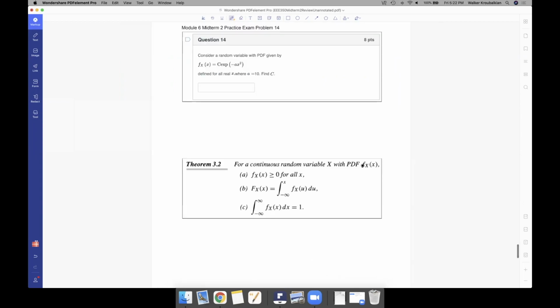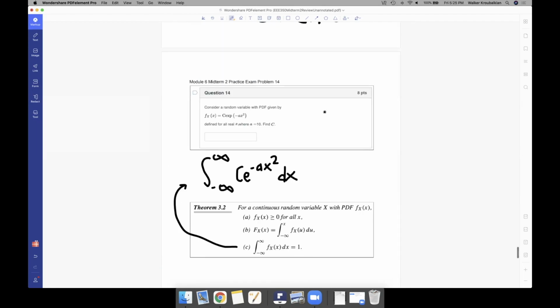Problem 14. Consider a random variable with PDF given by little f sub x equals c times exponential of negative a x squared, defined for all real x where a is 10. Find c. So again, we're using the same property we used in the first two problems, but now our integral is kind of nasty. It's going to be the integral from negative infinity to positive infinity of c e to the negative a x squared dx. It's really messy to derive.